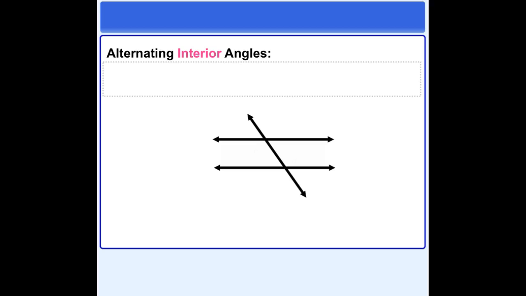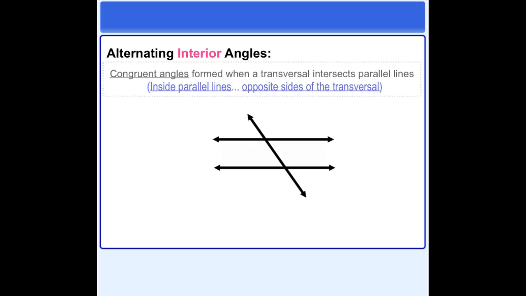Alternating interior angles. Another special relationship that is formed when you have two parallel lines that's cut by a transversal. Those are focused on the inside, the interior of your transversal, and you've got the inside and opposite side. So that's where the word alternating comes from. The E is on the left, the D is on the right. They're alternating from left to right, but they're also on the inside, the interior of the parallel lines.